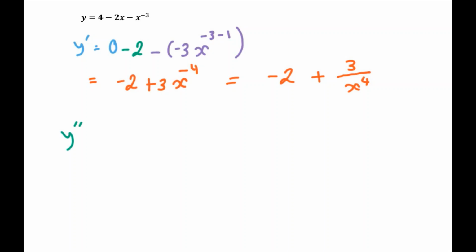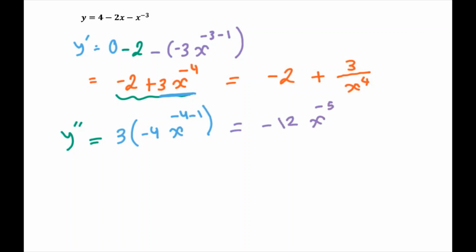y double prime will be equal to, I'm starting from here, negative 2, the derivative is 0, so we'll go here, so 3 times negative 4 x to the power of negative 4 minus 1, which is equal to negative 12x to the power of negative 5, and again you could write it as negative 12 over x⁵.